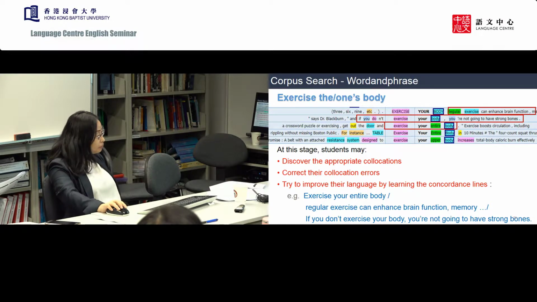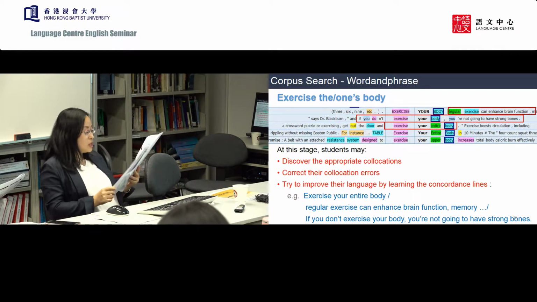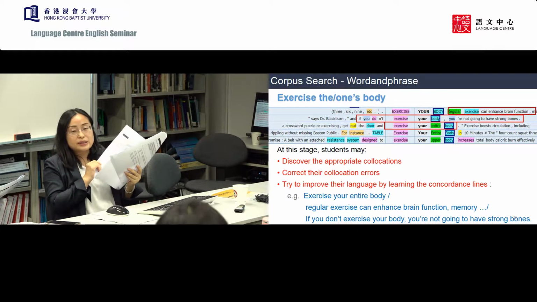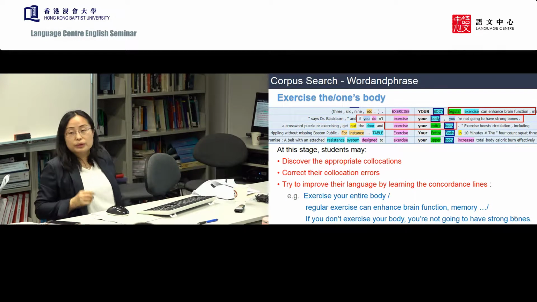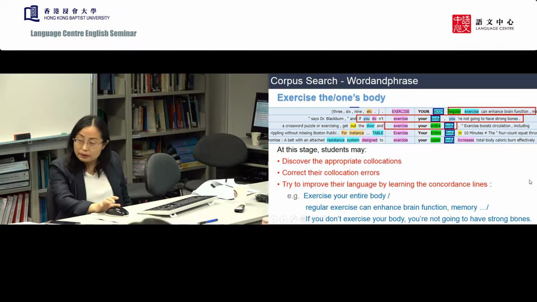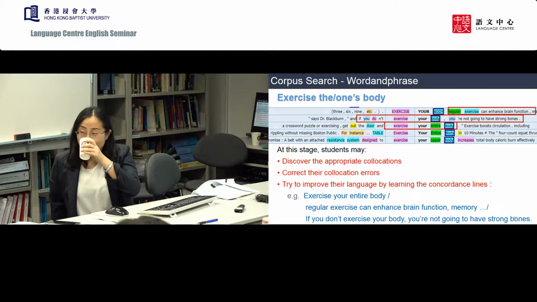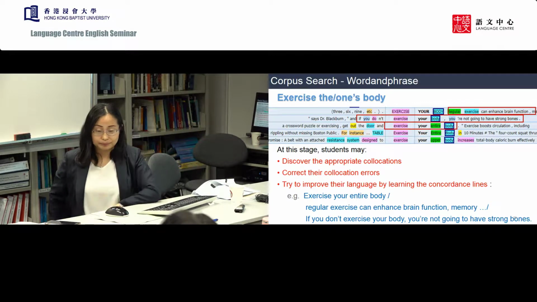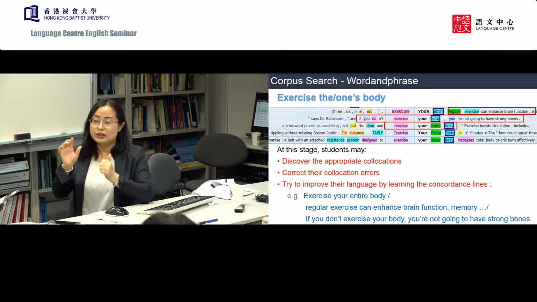Any questions so far? If you miss some of the steps I show, you can just follow the PowerPoint. It's meant to be a step-by-step guide, so you won't miss anything. One question is, how is this different from some more ready-made collocation dictionary? I wouldn't say it's different, but the thing is, it just makes students search.